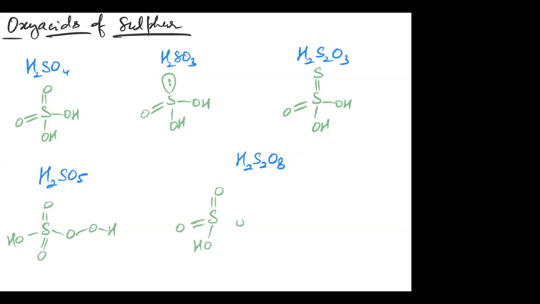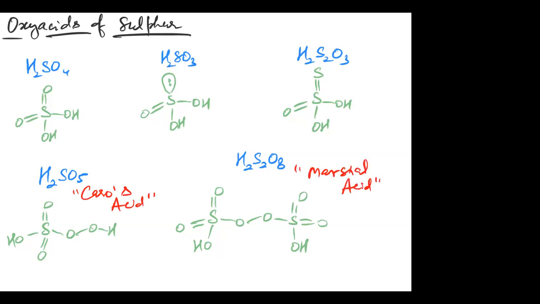It is OH connected with oxygen, double bond O, and OH. The common name of this acid is Caro's acid, and the common name of the other acid, let's say, Marshall's acid. So Caro's acid, we have Marshall's acid. Oxyacids of sulfur.